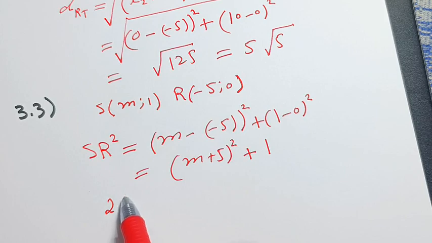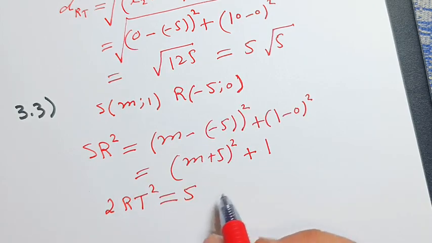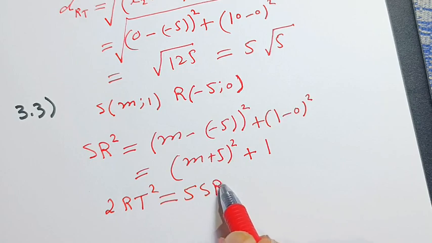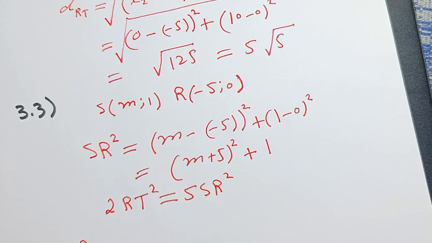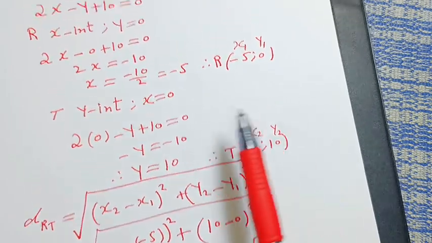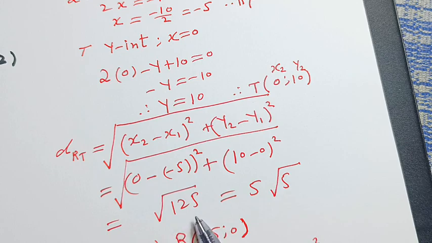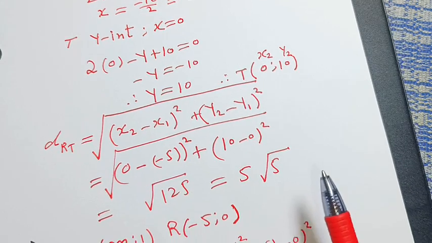So we set up the equation: 2RT squared is equal to 5 multiplied by SR squared. We substitute the value for RT squared. Earlier we found RT, which we have here. If I apply the square to it, it's going to be 125. Must remember.